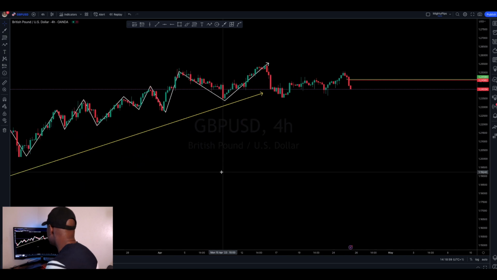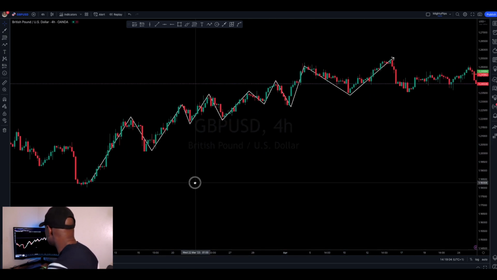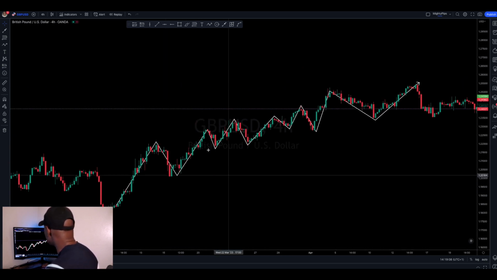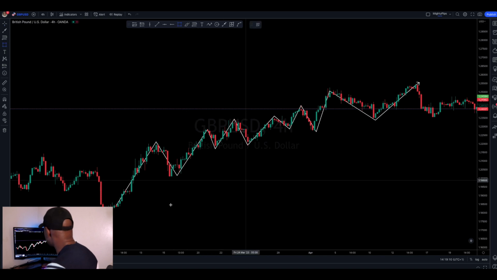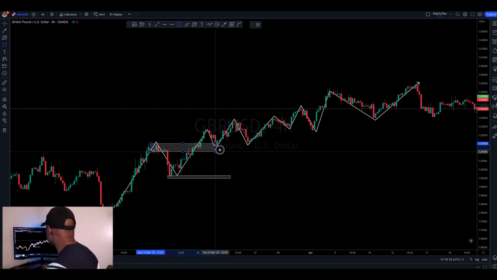So once you've identified the market structure and you know that this is a trending market, for example, it's trending upwards, what you want to do in the first method of drawing support and resistance, you want to draw your support at a higher low. Okay, and you want to draw your resistance at a higher high like this.